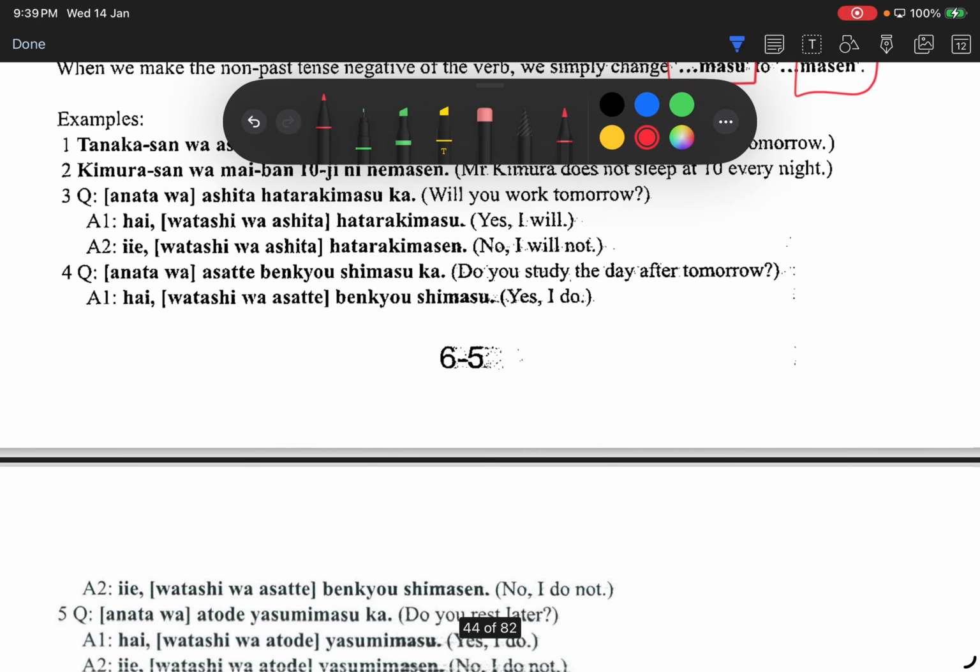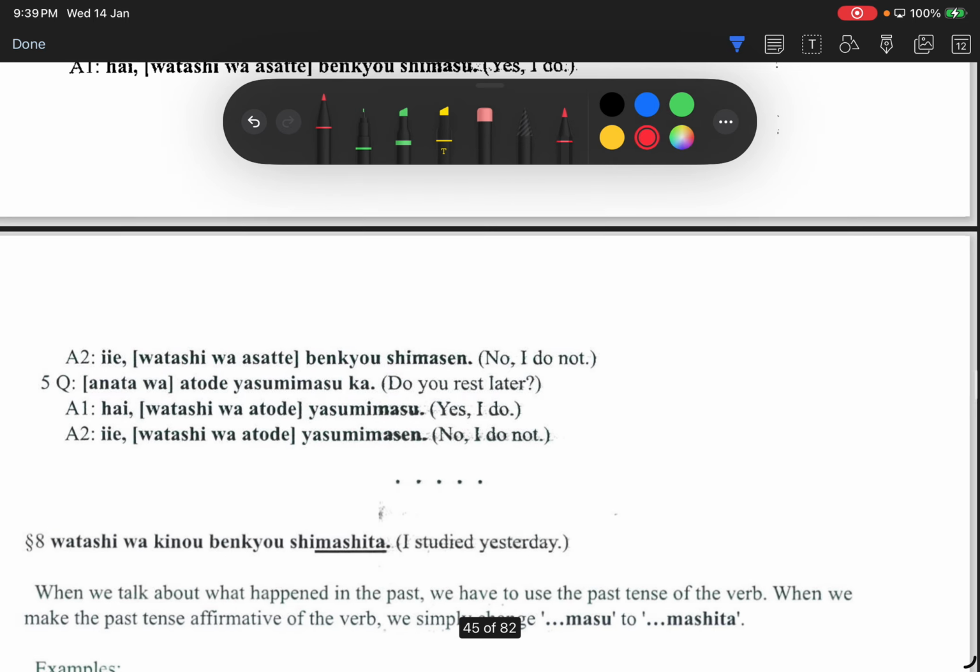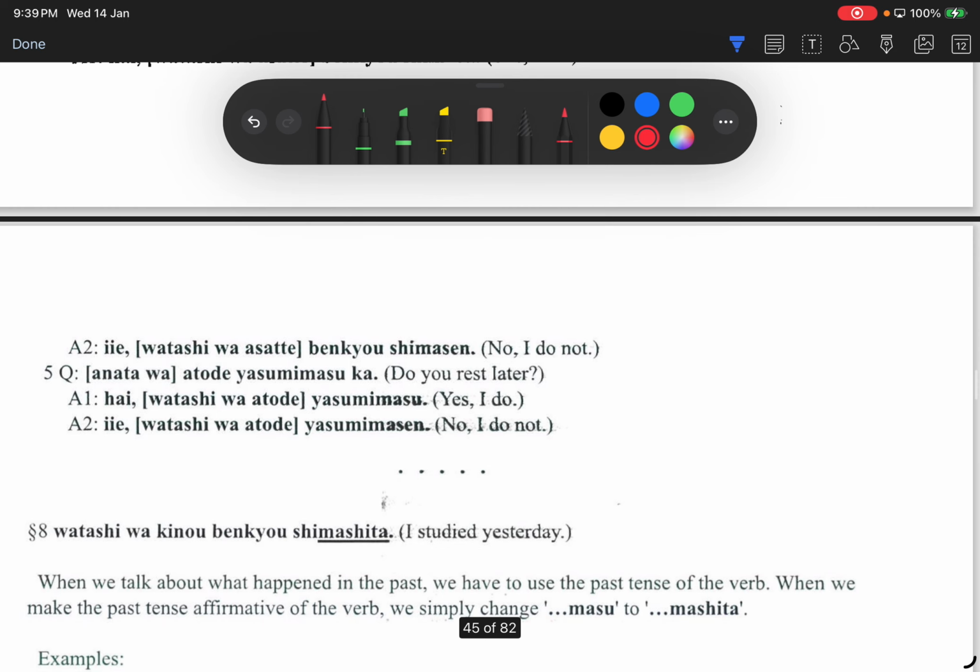Alright, then we go on to the next page. Number 5. 後で休みますか? 後で means later, right? So later 休みますか? 後で休みますか? So do you rest later? はい、休みます。いいえ、休みません. Right, 休みません. So I do not rest. Just change the mas to masen, then it becomes negative already.